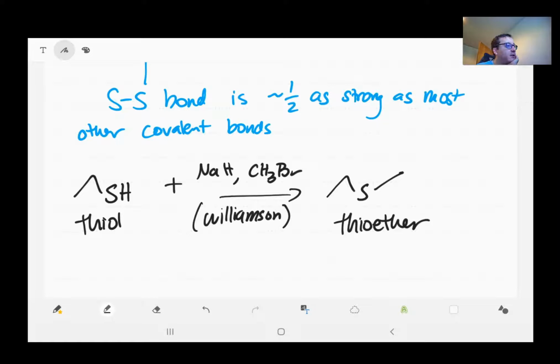You in fact could even use a nicer base. You don't even need sodium hydride. You can use something like sodium hydroxide for this. Because the thiol is more acidic, you can use a gentler base. So if you wanted, you could use NaOH instead. A little bit safer.